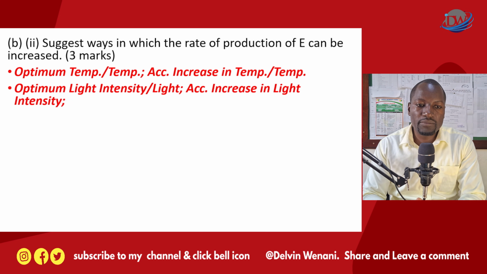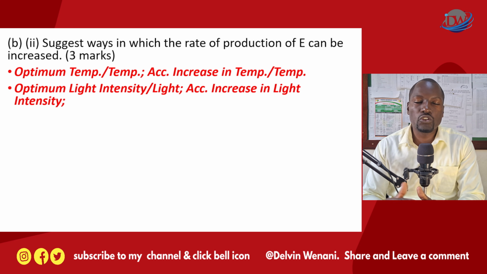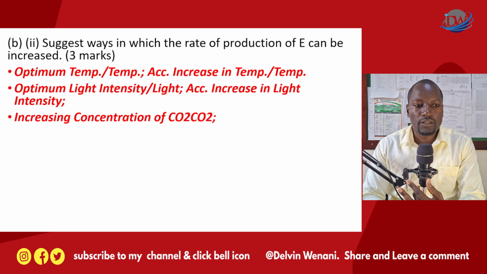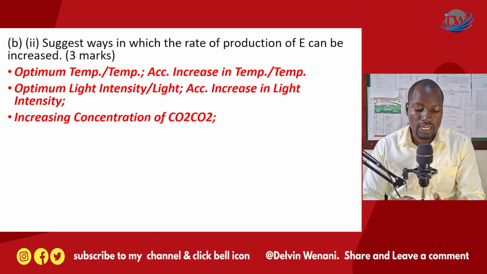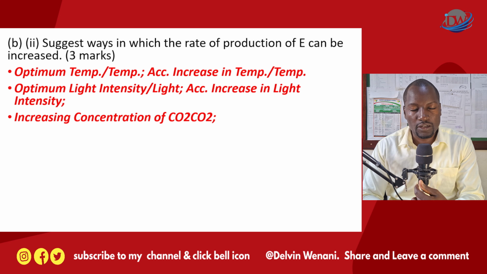Number 2, optimum light intensity. Light is required in the process of photosynthesis. Once we increase light to optimum, not too much, not too little, then we shall be able to increase the production of oxygen. Number 3, increasing concentration of carbon 4 oxide, or what we call CO2. When you increase the concentration of carbon 4 oxide, you also increase the production of oxygen. Why? Because carbon 4 oxide is a raw material of that process, which is photosynthesis.